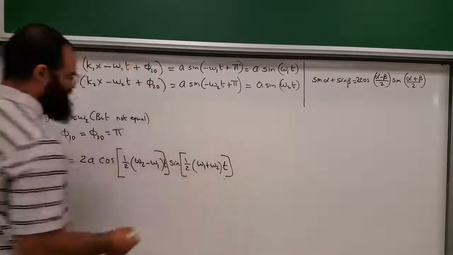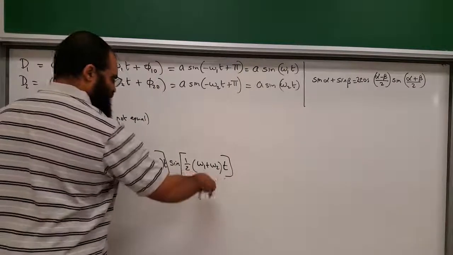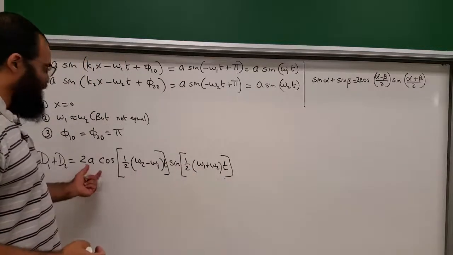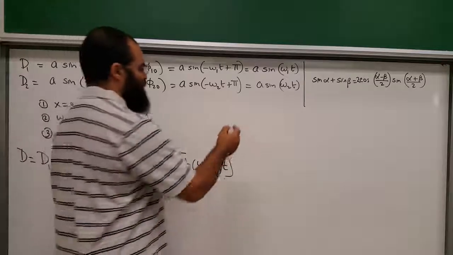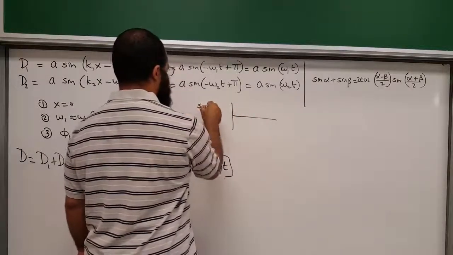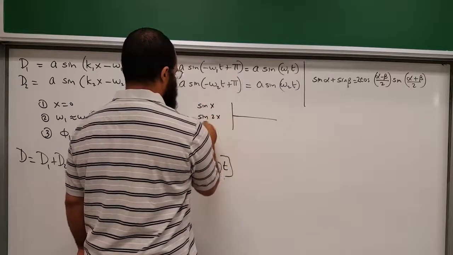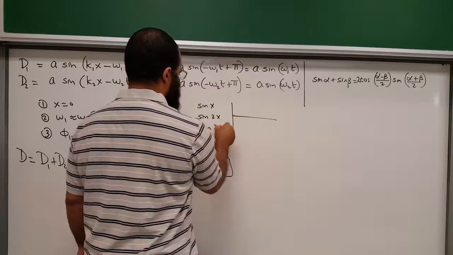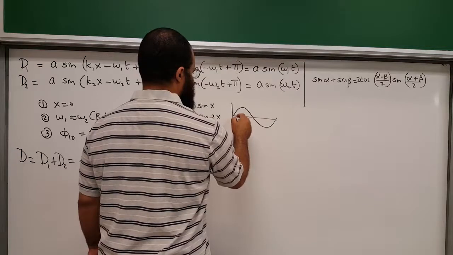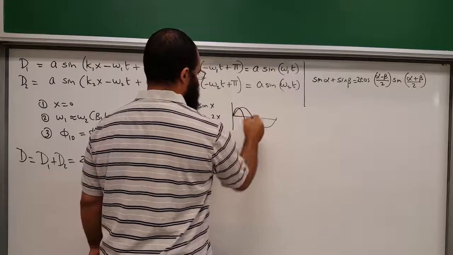Yes, otherwise it's a constant function. So this varies quickly. It has higher frequency, and this one varies slowly. Just go to your graphing calculator, for example, and graph the sine of x, and graph the sine of 2x, and graph the sine of 3x.